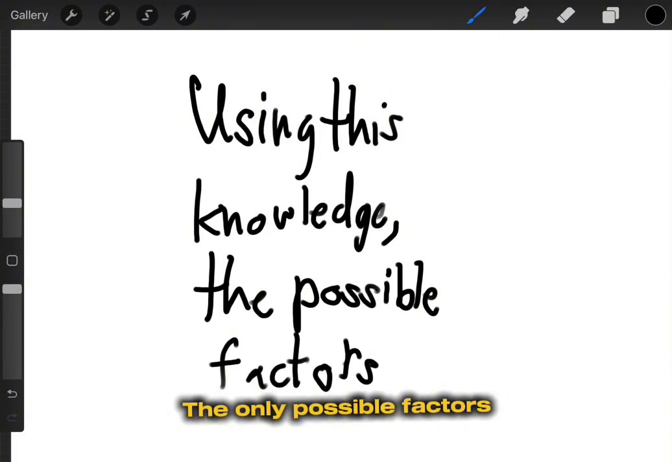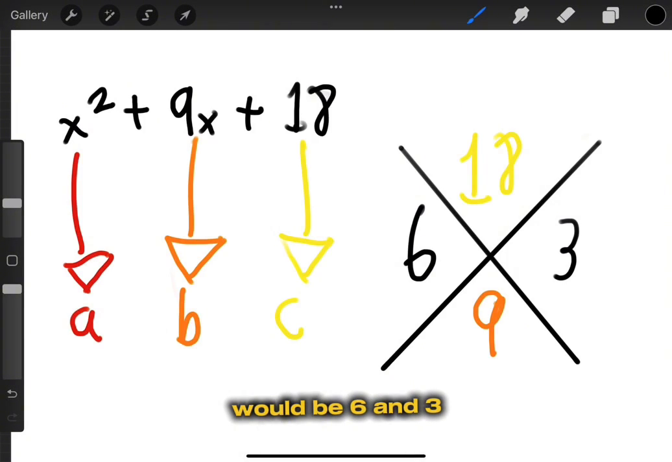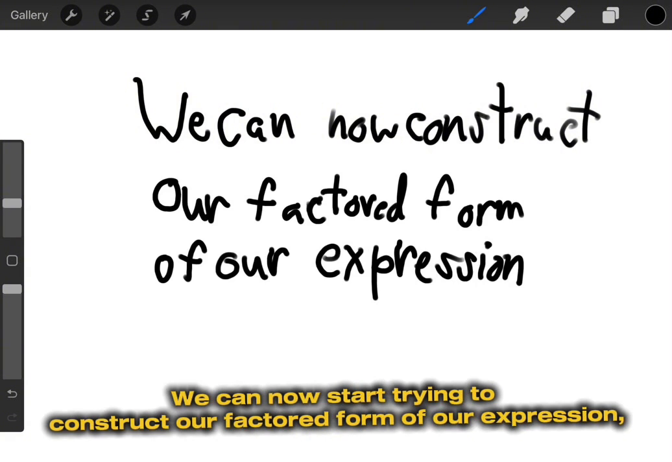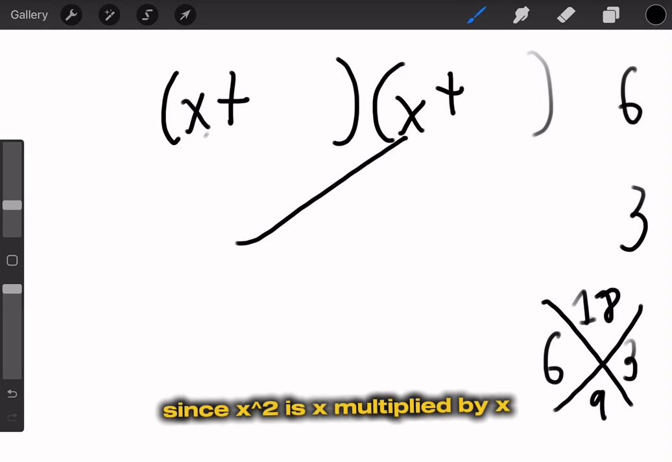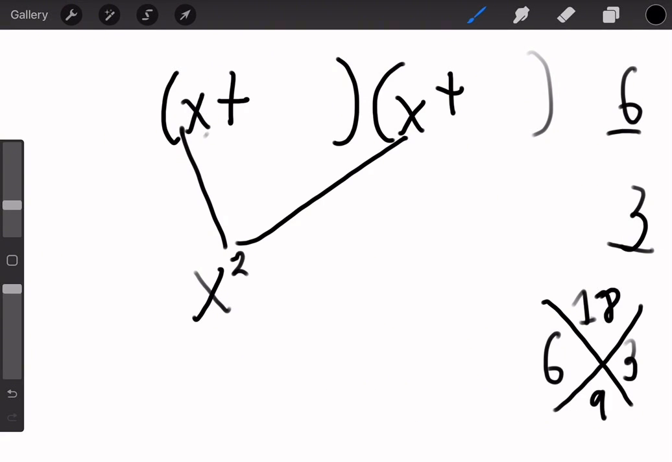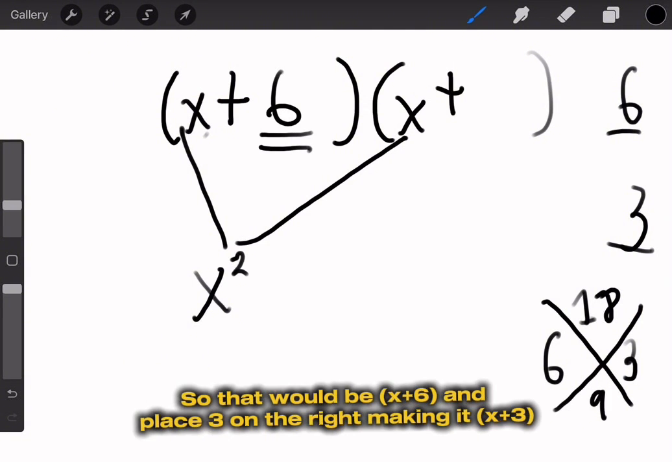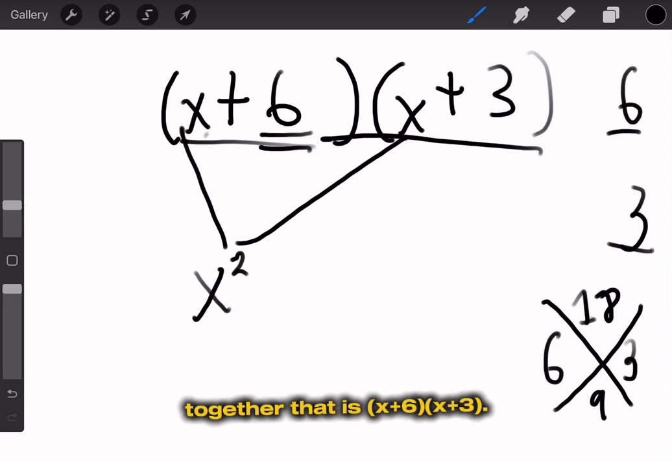Using this knowledge, the only possible factors we can place in the two spaces would be 6 and 3. We can now start trying to construct our factored form of our expression. Since x squared is x multiplied by x, we can just add positive 6 and positive 3 to any side. But to make it easier, we can place 6 on the left, so that would be x plus 6, and place 3 on the right, making it x plus 3. Together, that is x plus 6 multiplied by x plus 3.